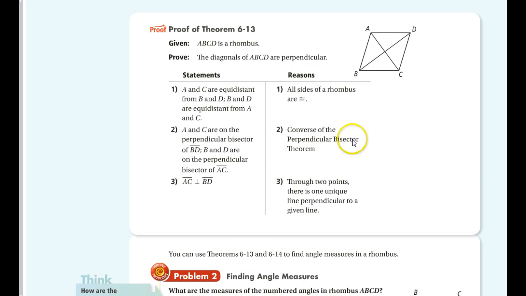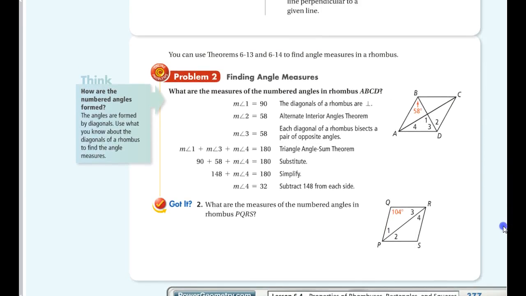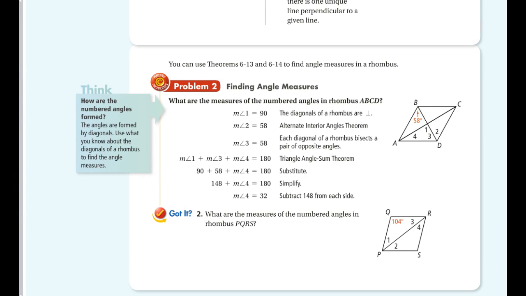Okay, so this is a proof of Theorem 6-13. We're not going to concern ourselves too much with that right now, but we do want to know how to work some problems involving finding angle measures in rhombuses. So let's look at example problem 2. What are the measures of the numbered angles in this rhombus? Well, since we know we have a rhombus, the diagonals are perpendicular, so we automatically know that angle 1 is going to be a 90-degree angle.